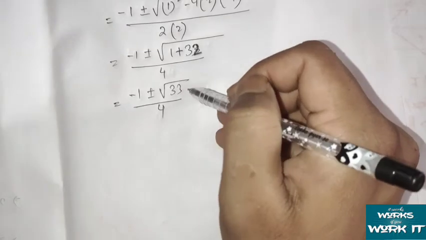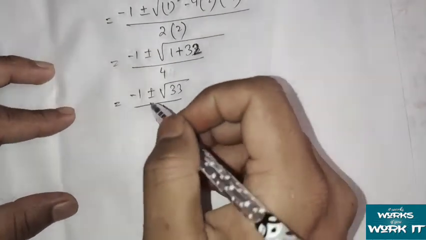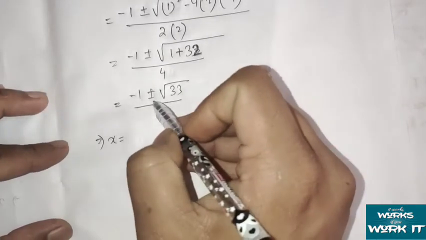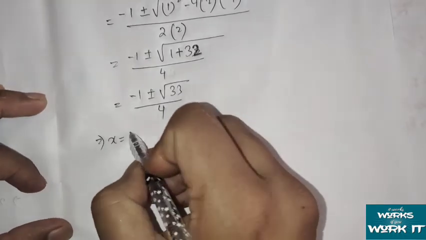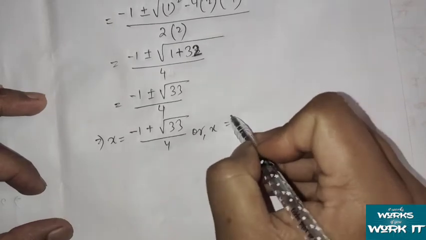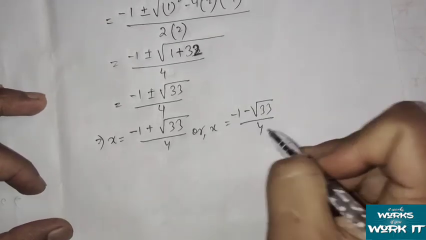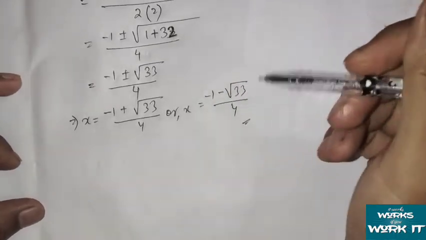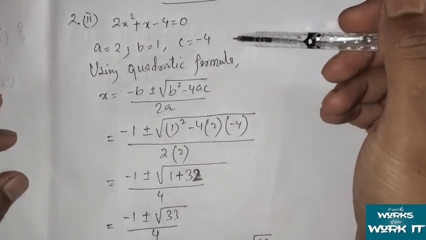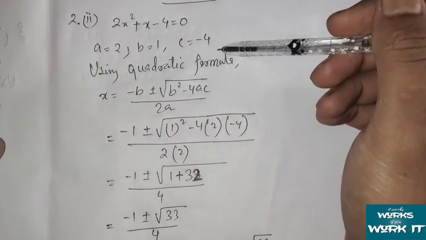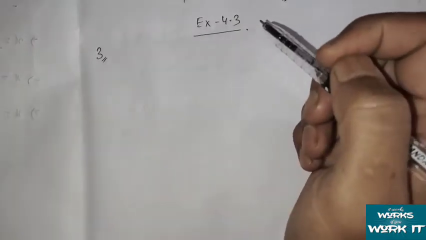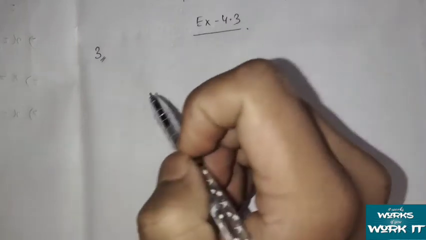So we cannot eliminate this one from the root. So what we will do here, we will pick up once the plus sign and once we will pick up the minus sign. So x will be equal to minus 1 plus root over 33 by 4, or x equal to minus 1 minus root over 33 by 4. So this is our solution using the quadratic formula. Okay, and here I have missed the nature of the roots, that you can write down from equation number 1.